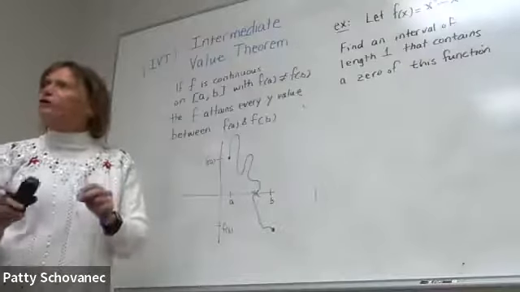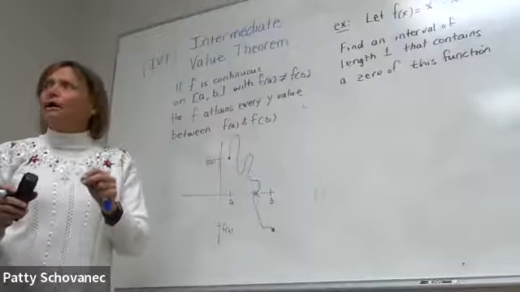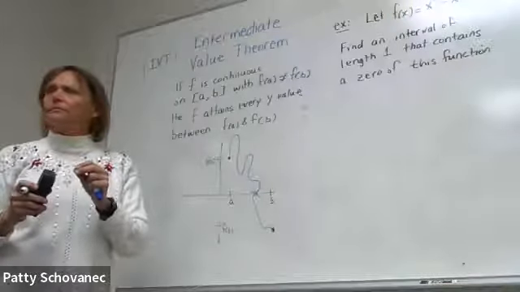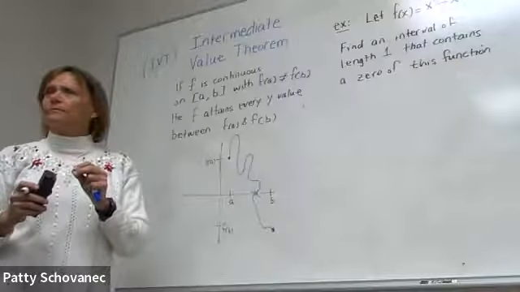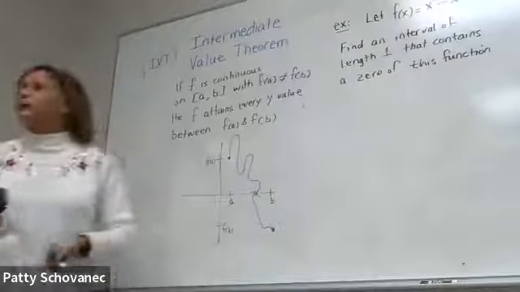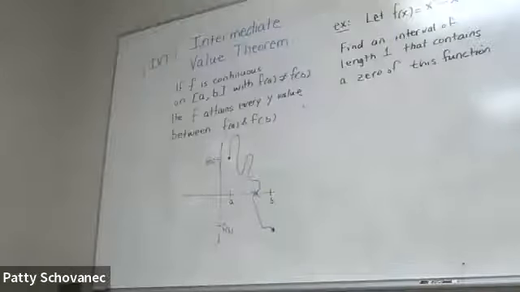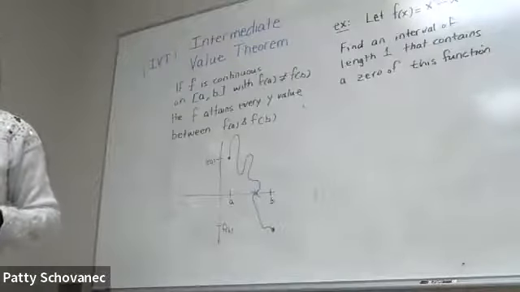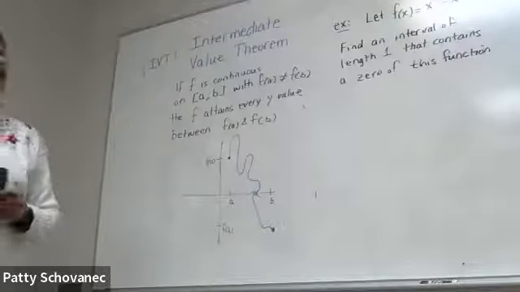Find consecutive integer values at which f on one side is positive, f on the other side is negative. So I'll help you. What's f of 0? f of 0 is 3. So f of 0 is positive. What about f of 1? It's still positive. So I can't claim that there's a 0 between 0 and 1. There might be, but I'm not guaranteed it. The y value hasn't changed.